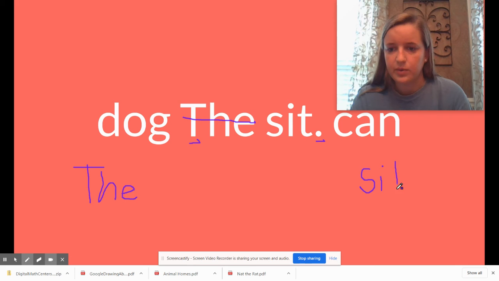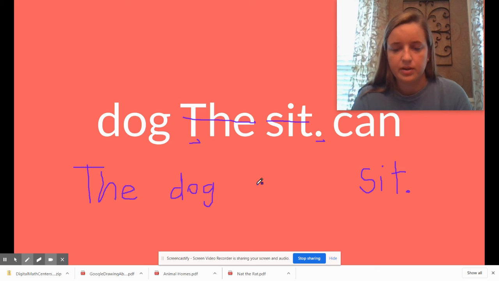And then we just have to figure out what makes sense in the middle. So we can try both. So we can say, the dog can sit, or the can dog sit. Which one makes more sense? You are correct. The dog can sit. So let's write that. The dog. And do you notice I'm not putting any capital letters in my words? The only capital letter in my sentence is the first letter. So for example, when you write this A, it should not be a big A. It should be a little a. The dog can sit. Very good.